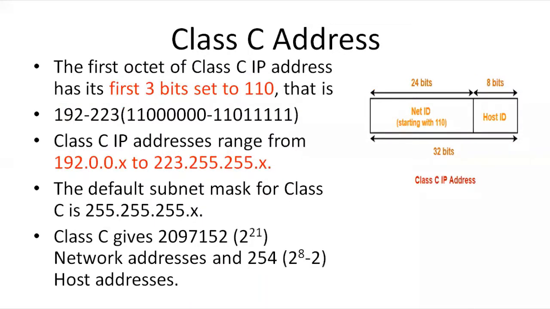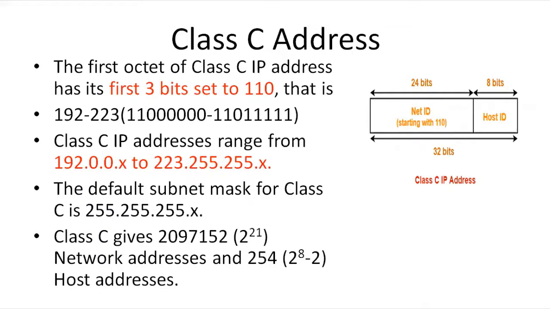And then class C. In class C, the first 3 bits in the first octet are set to 110. That indicates that the range here is 192 to 223. That means, for example, 110 followed by 5 zeros and 110 followed by 5 ones.